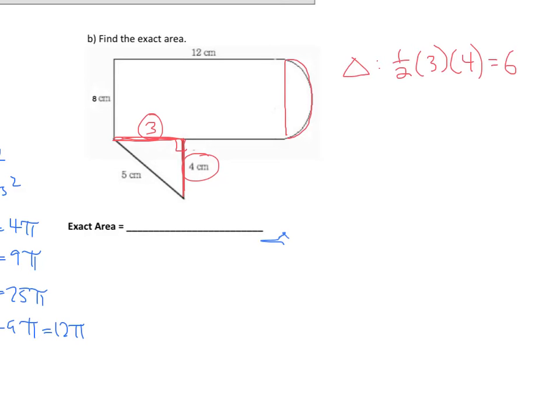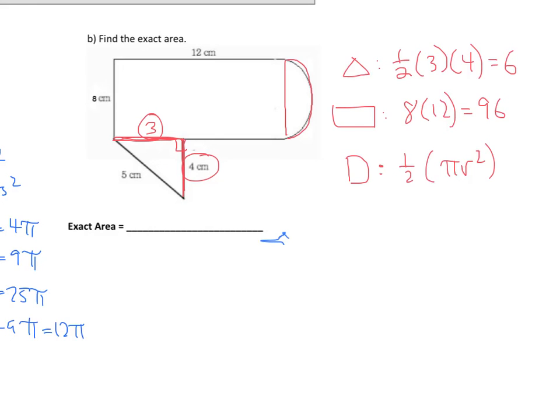And next I do the rectangle, because that's just length times width. So 8 times 12, which gives me 96 square units. And lastly, I would do the semicircle. A semicircle is half of a circle. So for the semicircle, I'm going to do 1/2 times pi r squared. So the area of a full circle is pi r squared. I need to cut it in half because it's only half of a circle.